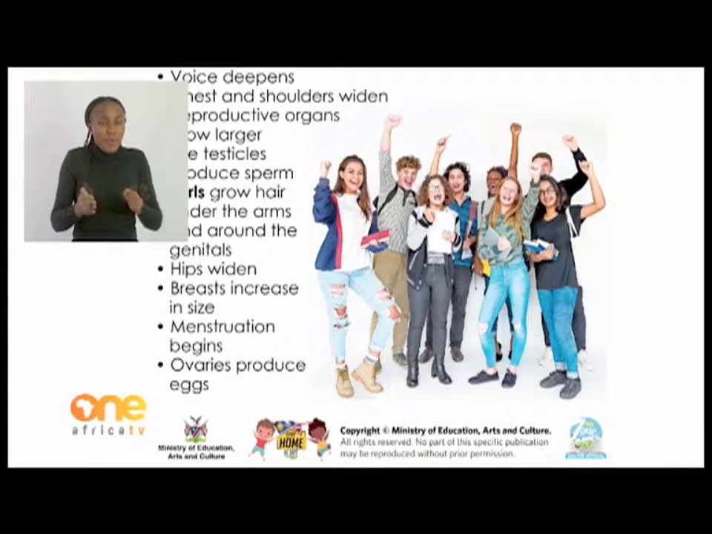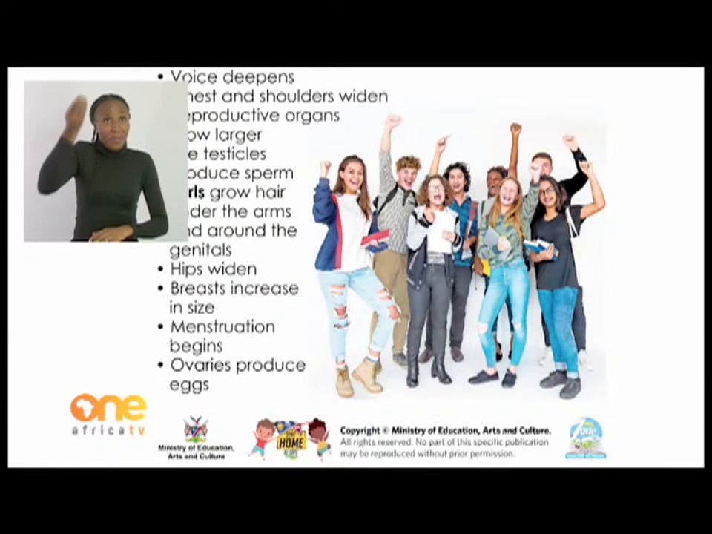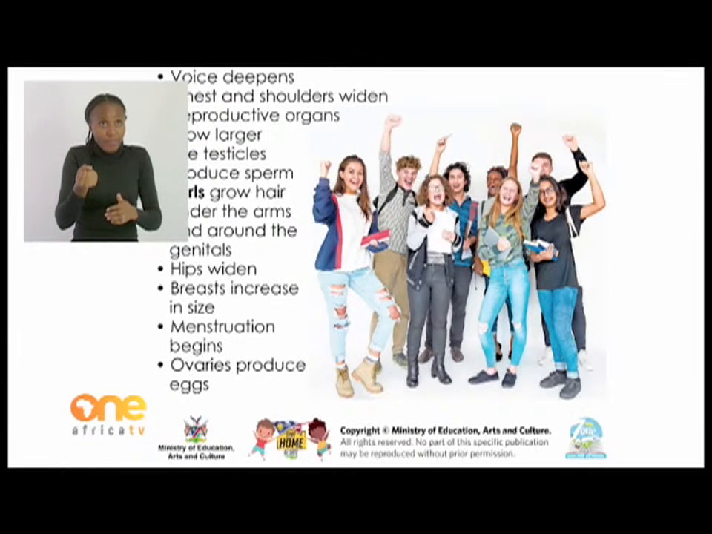Their hips, the sides of the hips become wider, it moves out of the body. They start with the menstrual periods, or the menstruation begins. They are going to have their monthly period every month. And also their ovaries, which you can't see. You will learn more about that at a later stage. The ovaries start to produce eggs. Those are the characteristics of adolescents or teenagers.